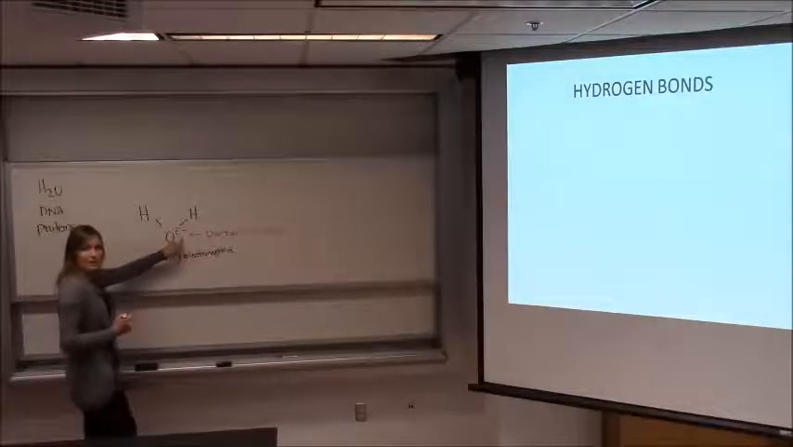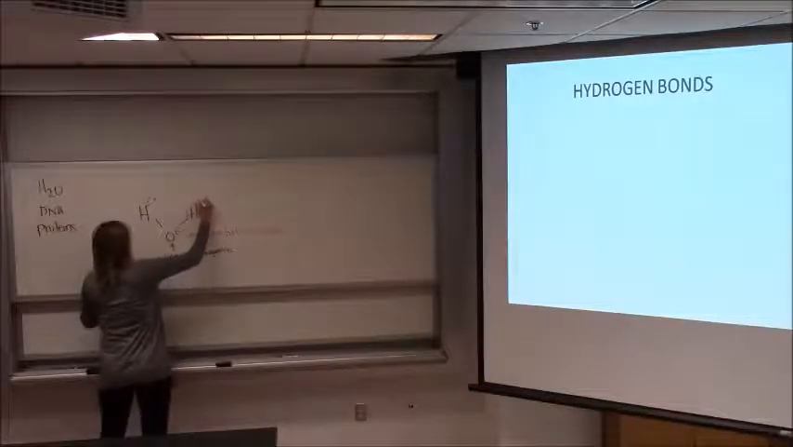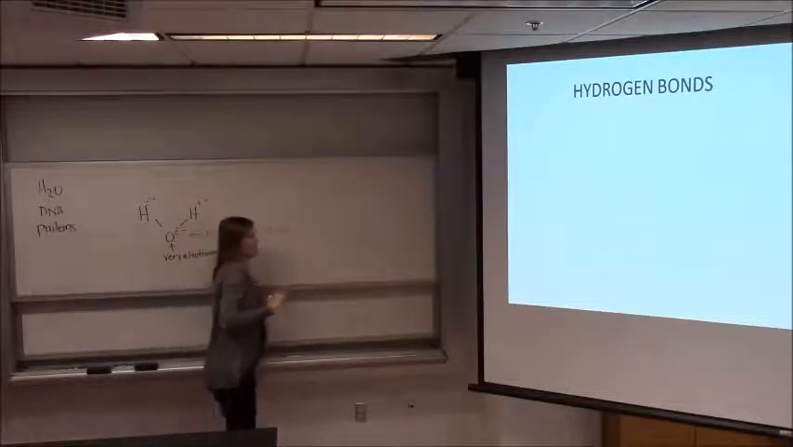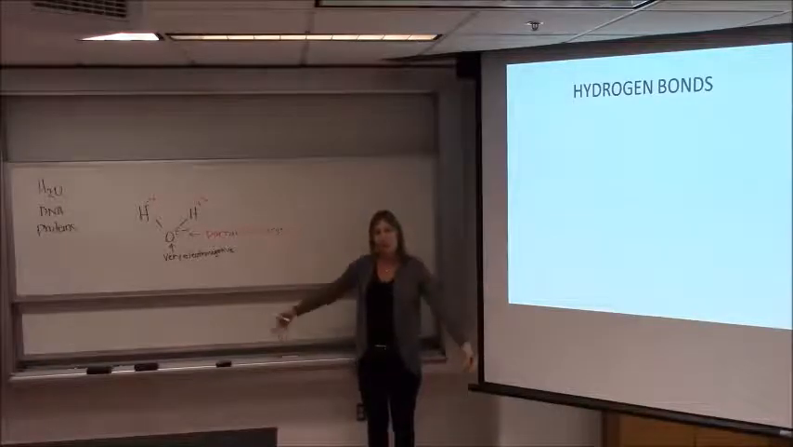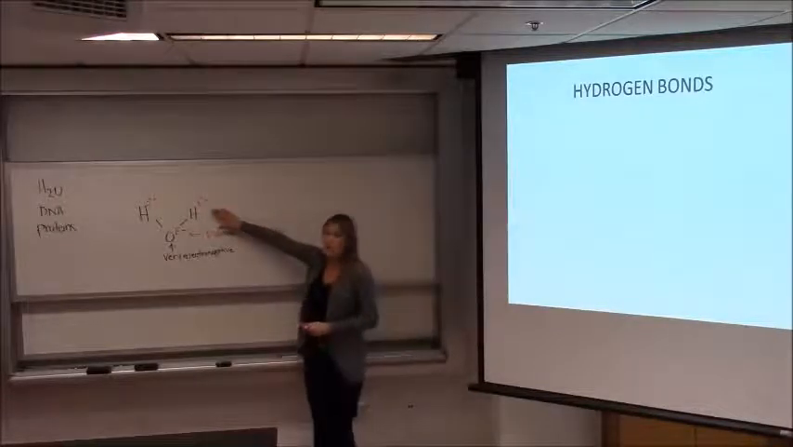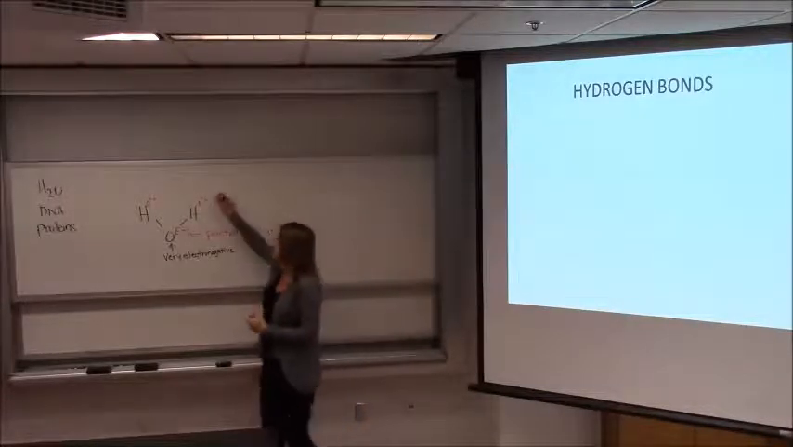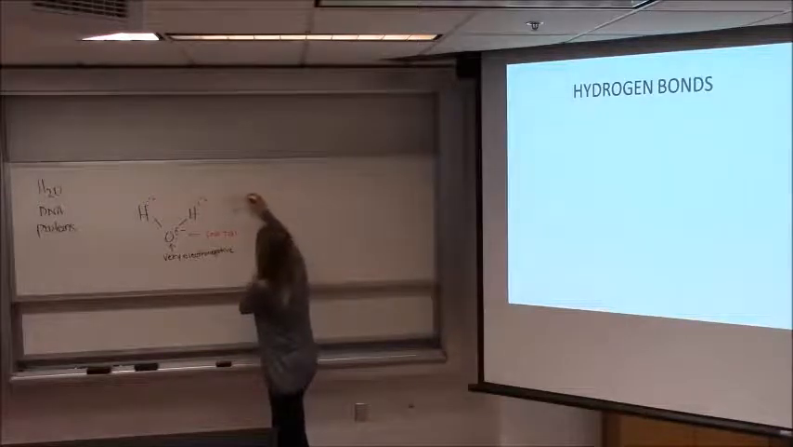Oxygen becomes partially negative. Hydrogen becomes partially positive because those negative subatomic particles are orbiting further away from hydrogen. Hydrogen becomes a little bit more positive, oxygen becomes a little more negative. Again, these are not ions. So this is a partial positive charge.